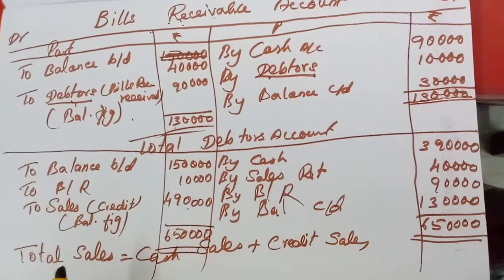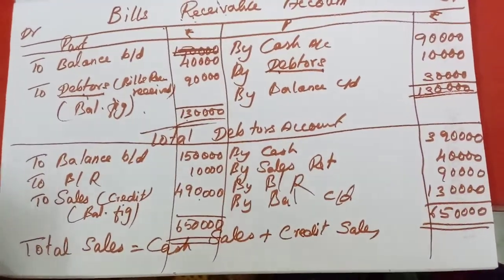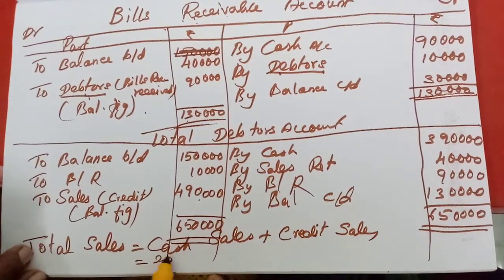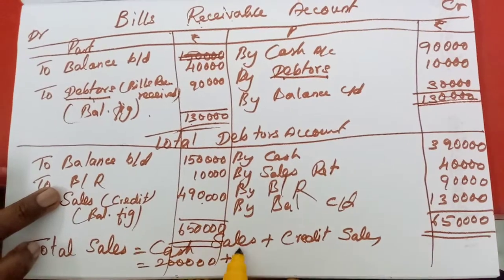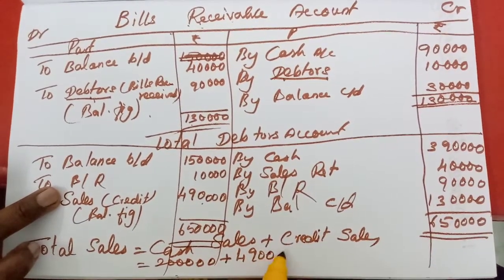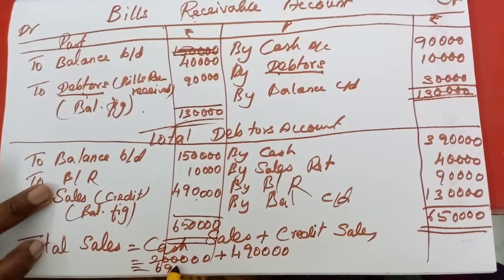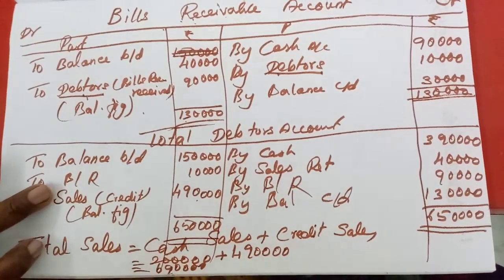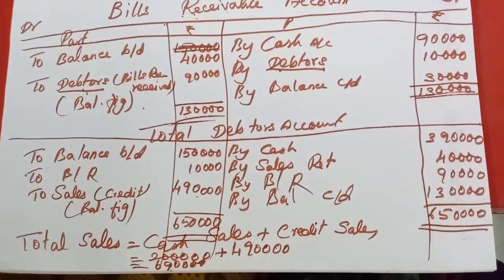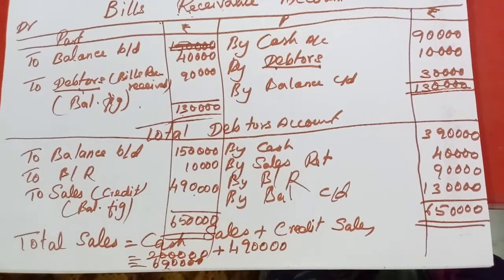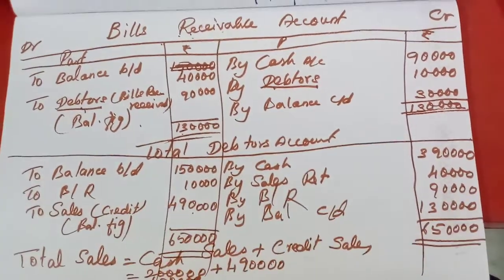How much is the cash sales? Cash sales 2 lakh plus credit sales we have calculated 4,90,000. So 6,90,000 is the answer. That is the total sales. So you can do all these exercises up to exercise 13 that I will just explain to you. Okay.